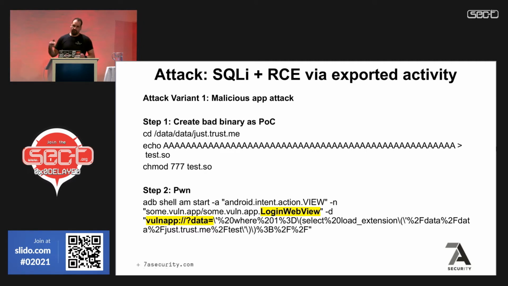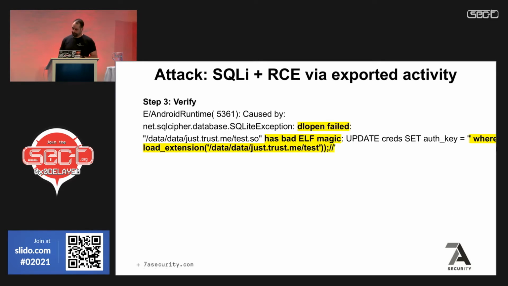So there's two potential scenarios. One would be a malicious application, so we can simulate this by going to, for example, data, just trust me, and then we create a test.so file that has a lot of A's, and then we give it permissions with chmod 777, so any application on the phone can read this, and then we send the intent that exploits the SQL injection, loading the extension that we know the location of on the phone, right?